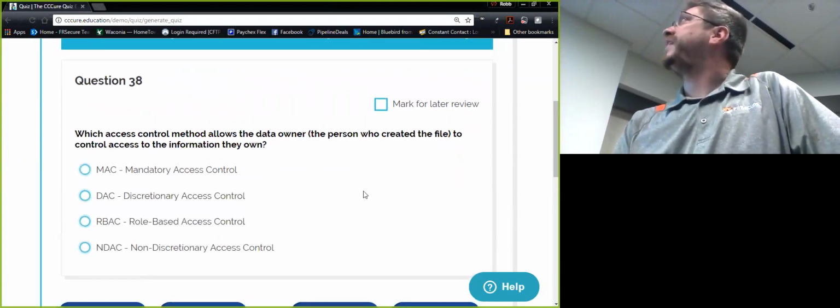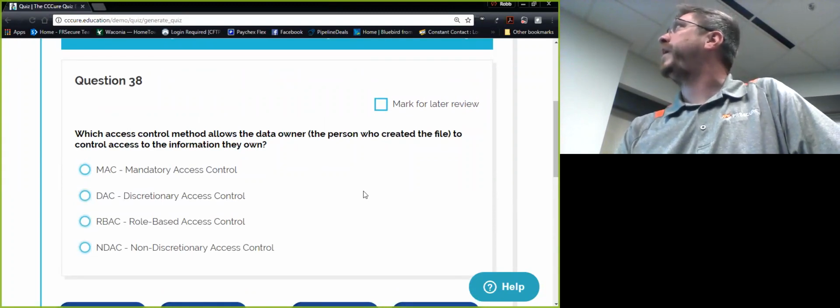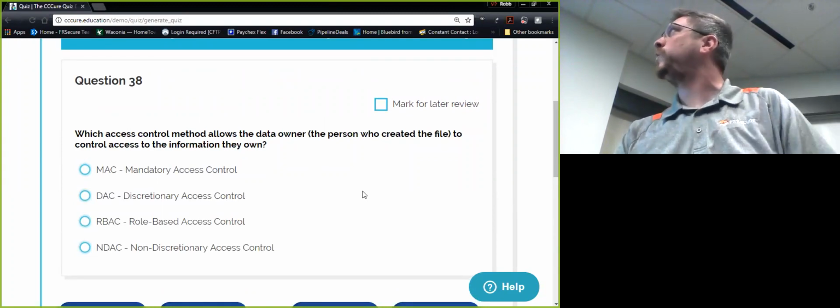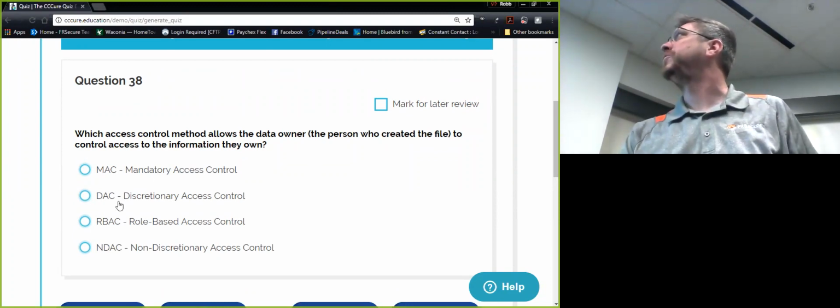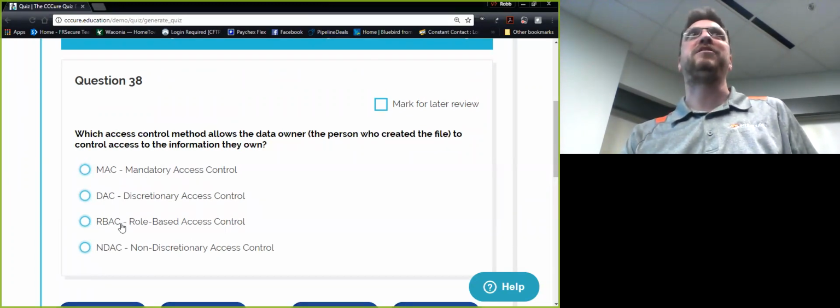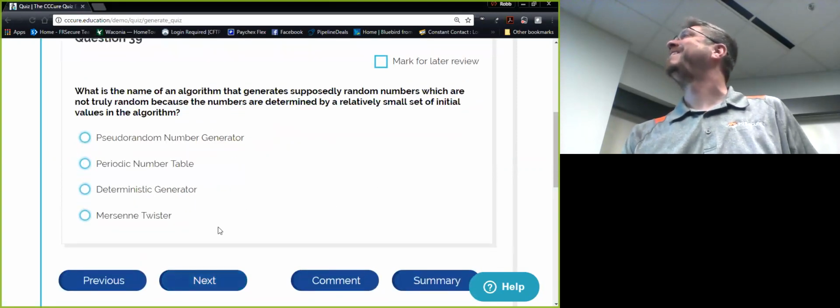All right. Which access control method allows the data owner, the person who created the file, to control access of the information they own? Mandatory access control? No. Discretionary access control? Role-based access control? Or non-discretionary? Well, it's not role-based, because that's going to be based on their role. It's not mandatory. B? All right. B.